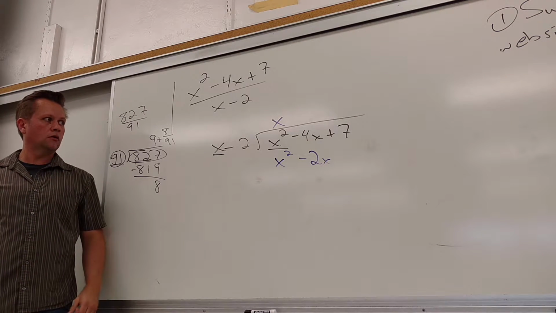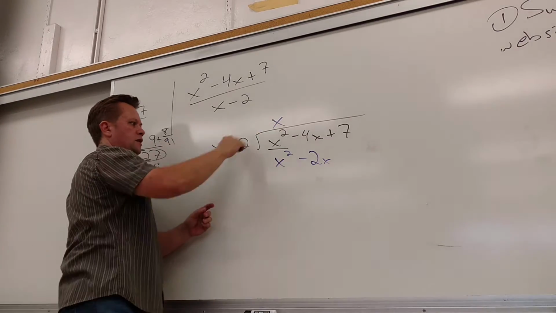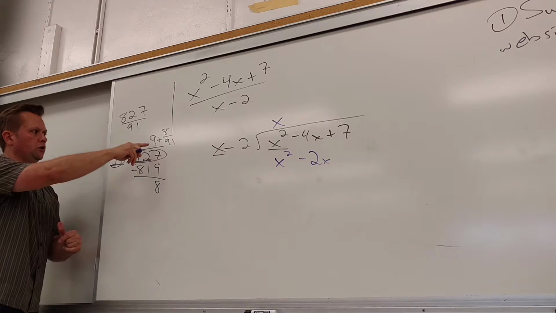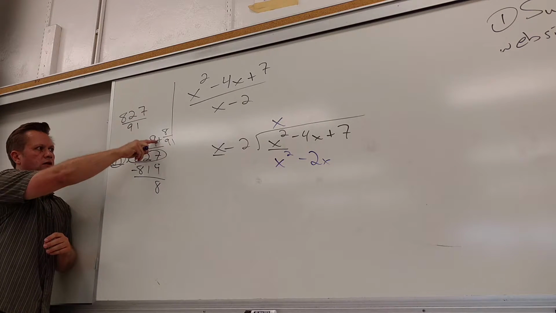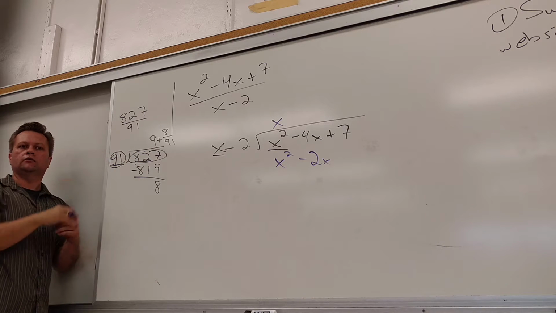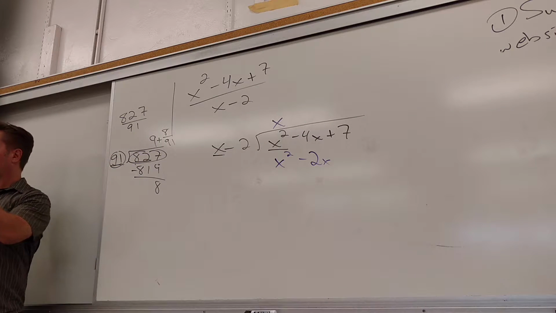Why did you say minus 2x? X times x is x squared. X times negative 2 is negative 2x. Oh, okay. So what do we do here? Did I just do 9 times 9? No, I also did 9 times 1. You have to do this times this whole thing. That's the process.